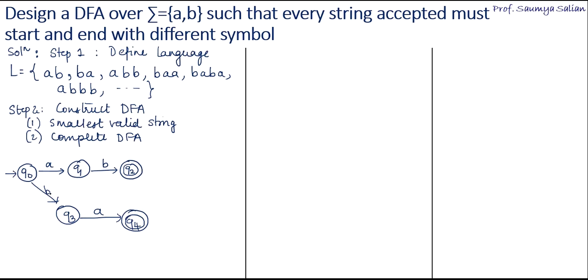Q0 has responded to both A and B, it is complete. Coming over to Q1. To reach Q1, I have input A, that is, from the initial state. Q1 has responded to input B. At Q1, if I get an A, is it a valid string? No, it is not a valid string because I need to start and end with different symbols. So even if I have multiple A's, it is not valid and it should not reach final. So I put up a self loop of input A at Q1.